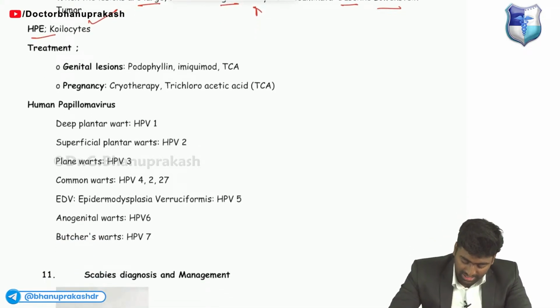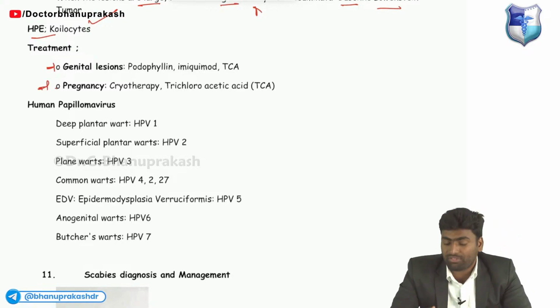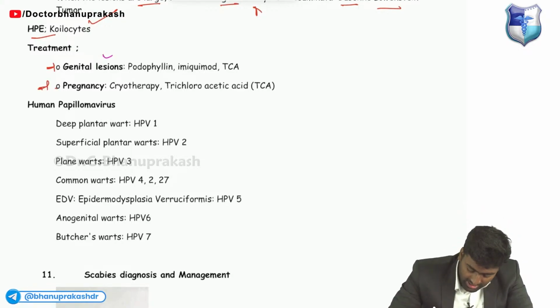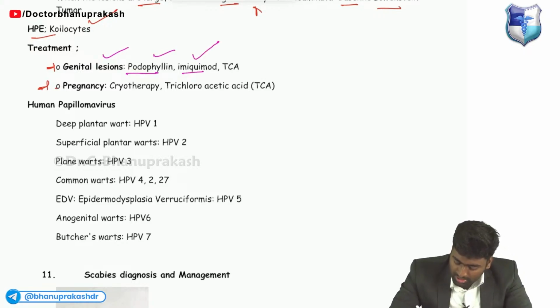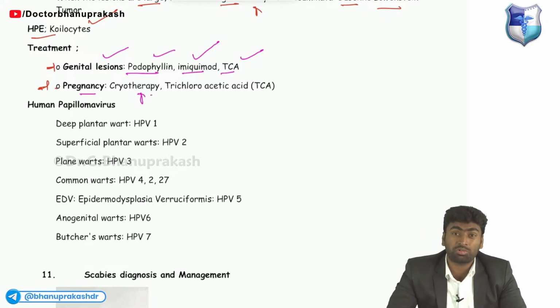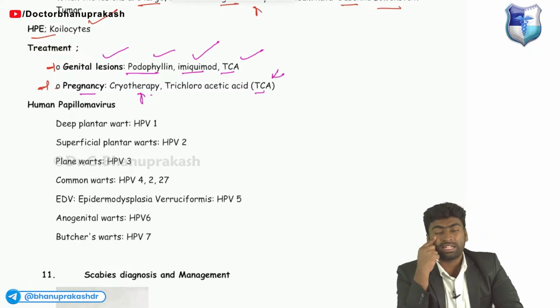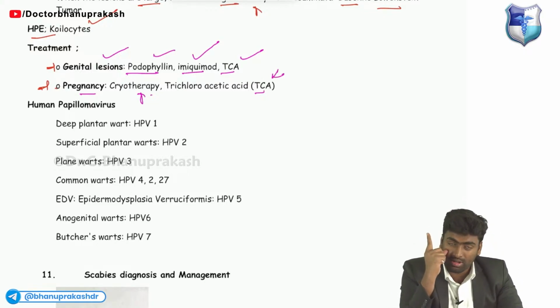Then treatment. They asked how will you treat this type of wart? For these general lesions, we can use podophyllin, imiquimod, or TCA. But if there are pregnant patients, we can usually use cryotherapy-induced ablation, or TCA application. After applying TCA, the wart will fall off.